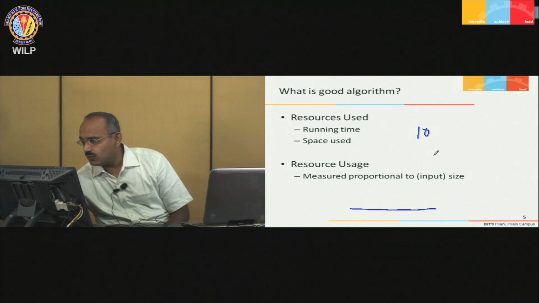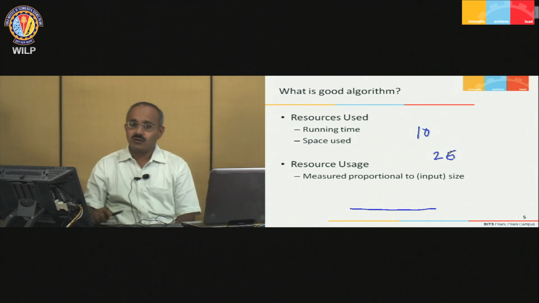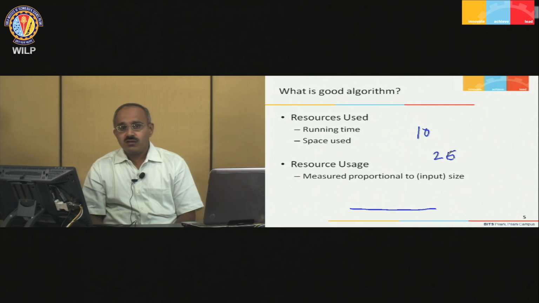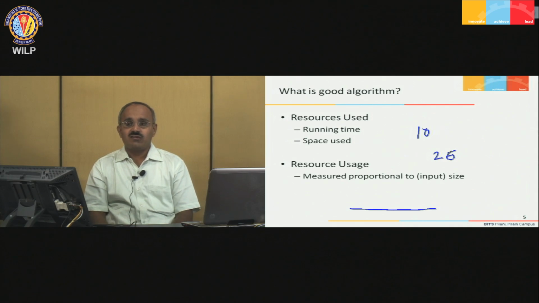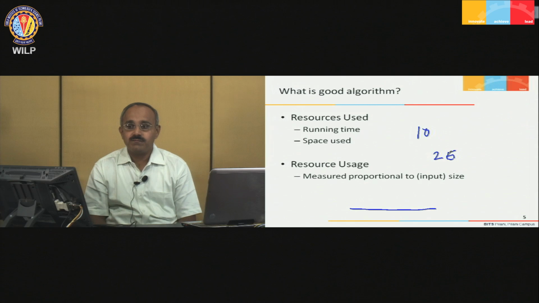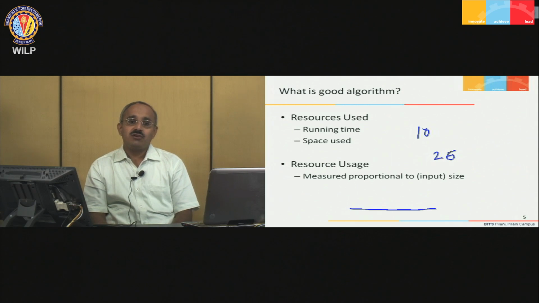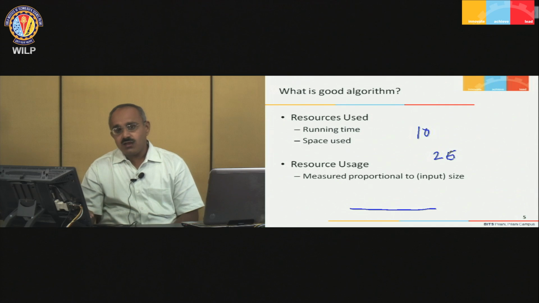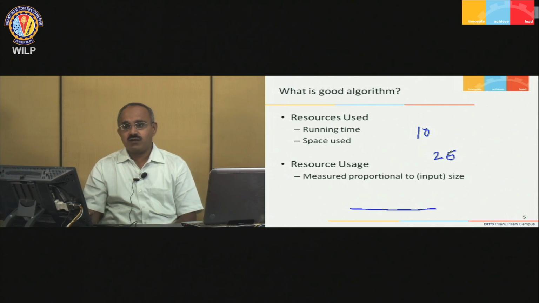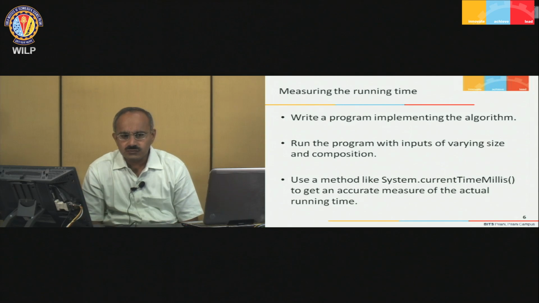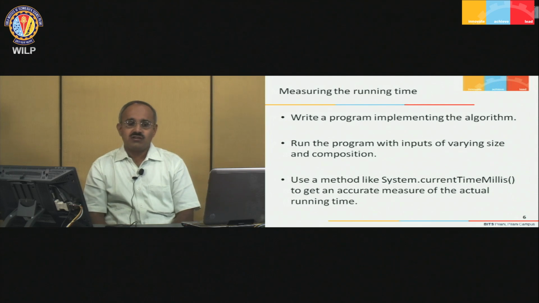If I increase this to 25 or 26 numbers, the running time as well as the resources used in terms of storage can vary. So, our resource usage is always going to be measured proportional to the size or instance of your problem. That is a key assumption that we are going to have: resource usage is always measured as proportional to the size of the input. That brings us to how to measure the running time.